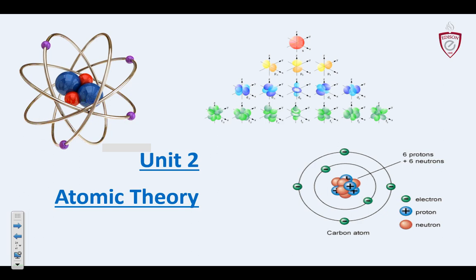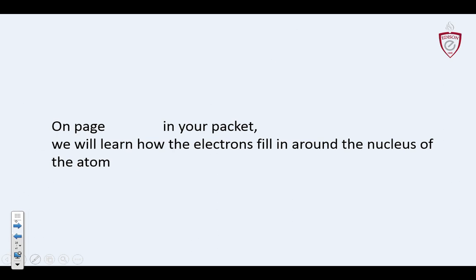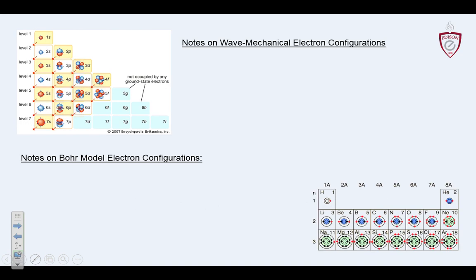Okay, we're talking about atomic theory today. We are going to work on page 21 and 22 in our packet, as well as give you so much more knowledge than is just on the page. Seriously. We're going to learn how electrons fill in around the nucleus of an atom. We know protons, neutrons, and electrons exist, but how do they all get arranged together is the important part.